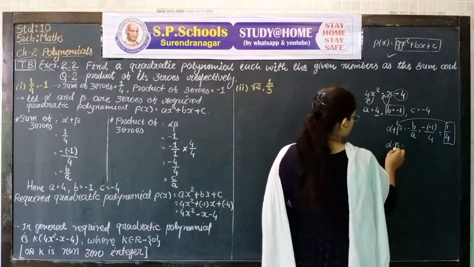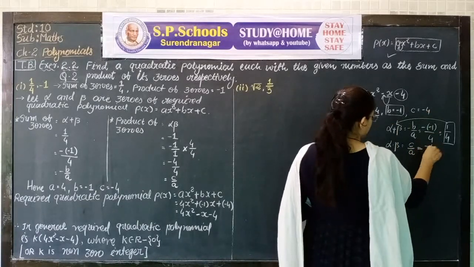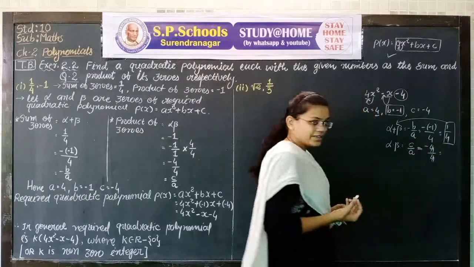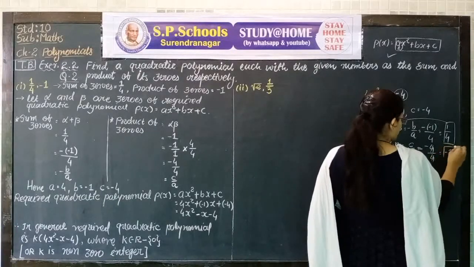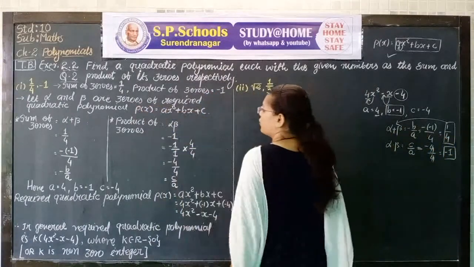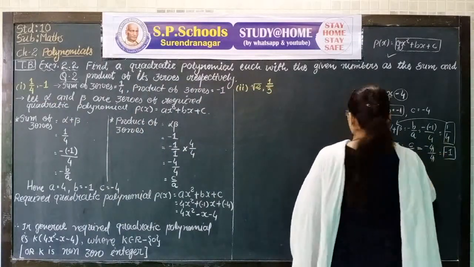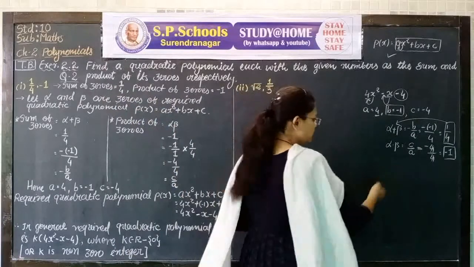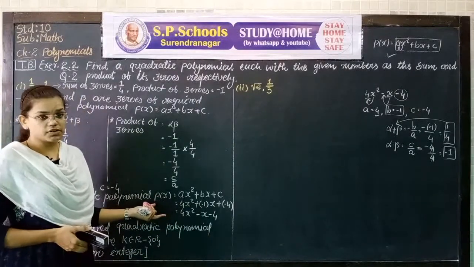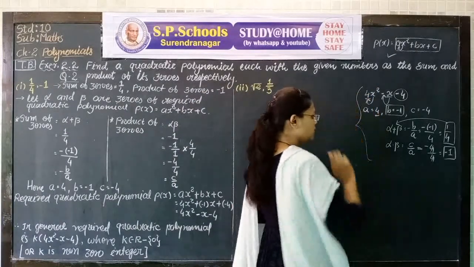Now the product, alpha into beta. We know alpha into beta is c upon a, where c is equal to minus 4 and a is equal to 4. Now 4 cancels, remaining minus 1. Minus 1 is the product of zeros. Now it is the question: 1 upon 4 and minus 1. 1 upon 4 is the sum of zeros and minus 1 is the product of zeros. Hence the question is obtained here. That's why the required quadratic polynomial is 100% true. You can verify all the polynomials like this method.